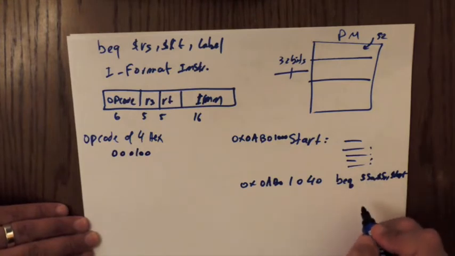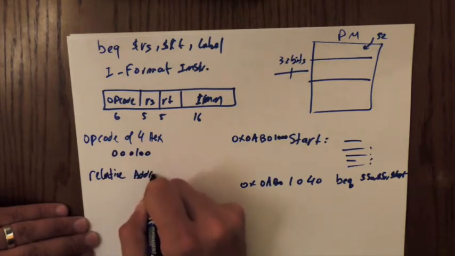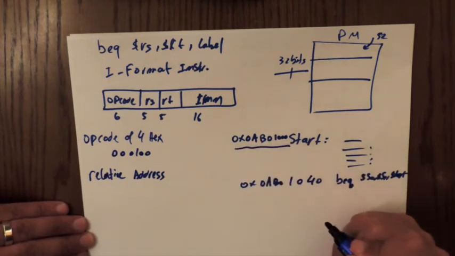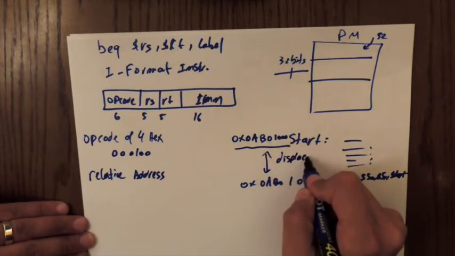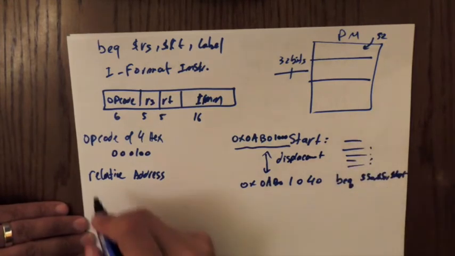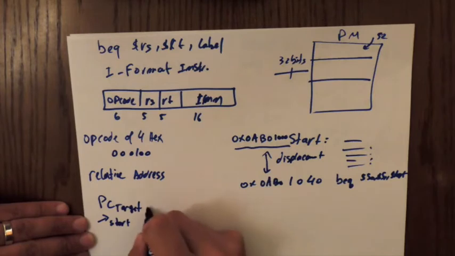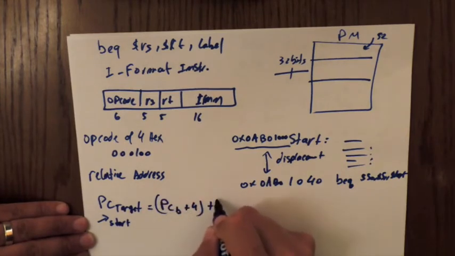Now, for branch, they use something called a relative address, which means I don't give the complete address here, but actually I give the displacement between them, or actually the difference between them. And the way I do it is with a simple formula. I say PC target, in my case it's going to be start, is equal to PC old, or PC branch, plus 4 plus 4n.